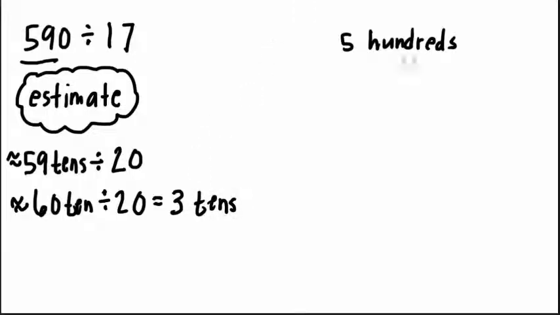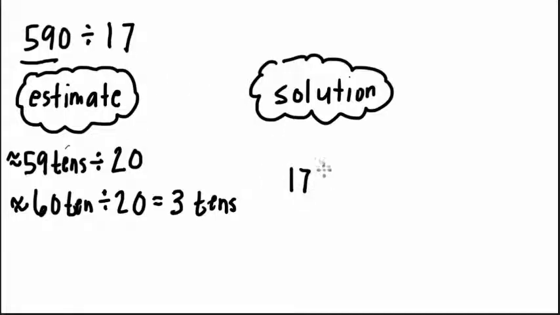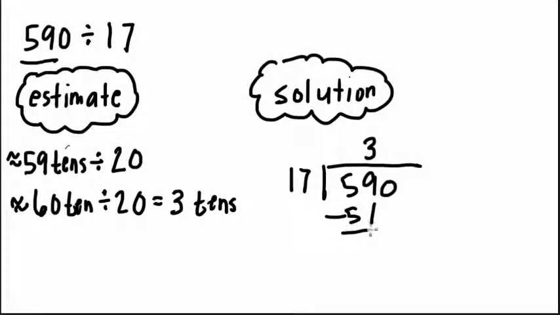Then I'm going to erase this up here because we renamed it. We are going to start our problem, and instead of calling this solving, we're going to call this the solution, because we're going to do this in the process of estimating. So we're going to set up our problem like we did before. Dividend on the inside, divisor on the outside. Sometimes I get confused too. And I'm going to write 3 in the tens place. That's 3 tens. What is 3 times 17? 51. So we have 8 tens left.